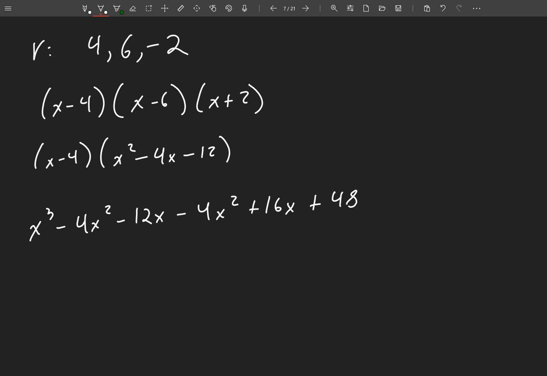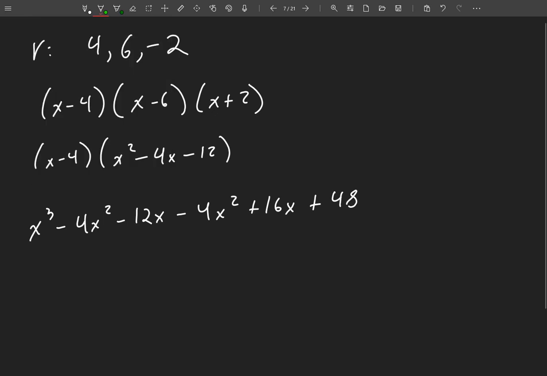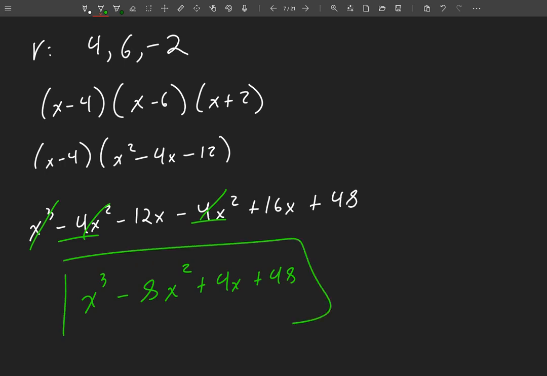Now it's time to collect all my terms up. Let's change colors. So I have x cubed, done. X squareds, I have negative 4 and negative 4. That combines, not to give me 0, but further negative, as a negative 8. That's negative 8x squared. Now, I have negative 12 and 16. That's like saying 16 minus 12. That gives me 4x. And then 48. And now, that's my standard form polynomial.